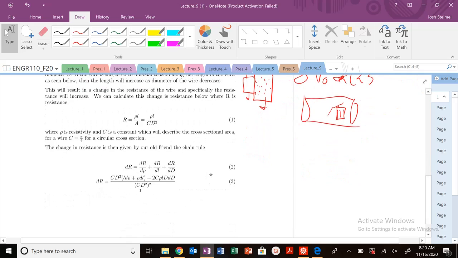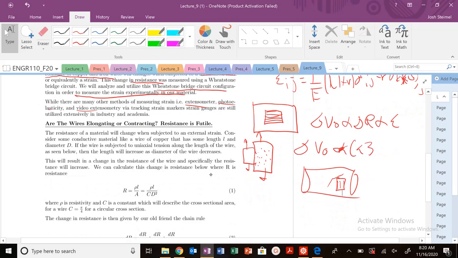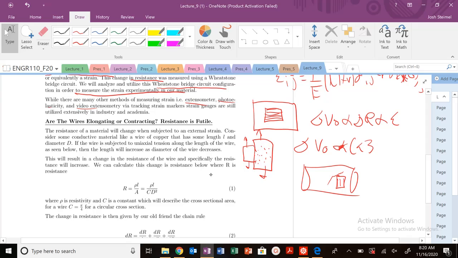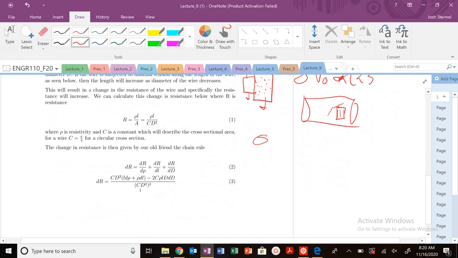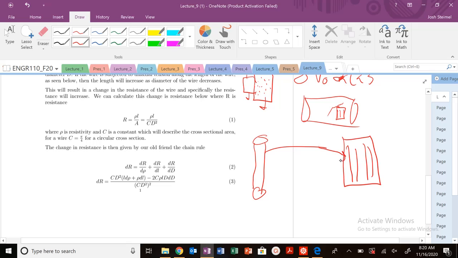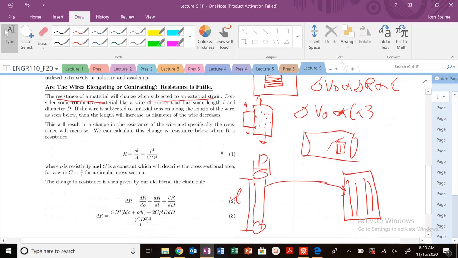So let's start off with the basics of what happens when we stretch a material, or what happens when we stretch a wire. The resistance of our material or a wire will change when we subject it to some type of external strain. Let's think of an example: we have a copper wire, or just some wire. On our strain gauge, we typically draw these lines. So this is a zoomed in version of this wire. We have some wire that has some diameter d, some length, I call it L here, and we can calculate the change in that resistance.